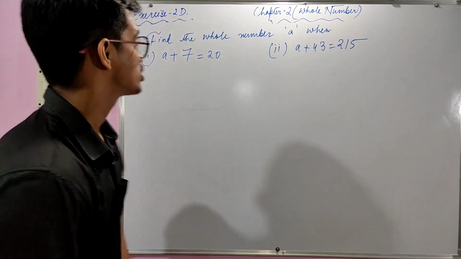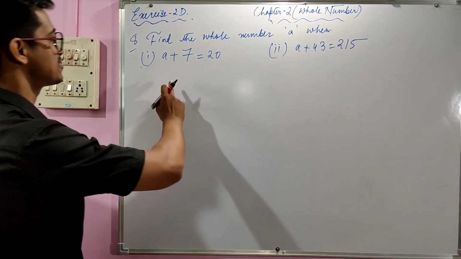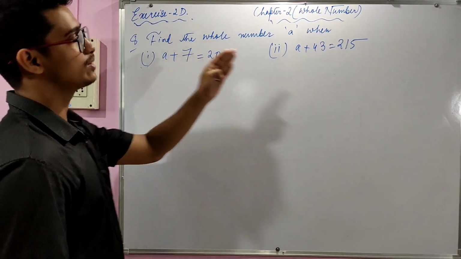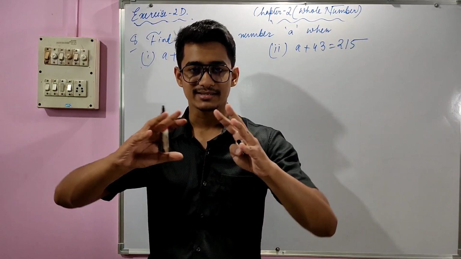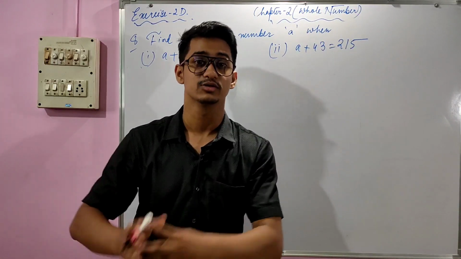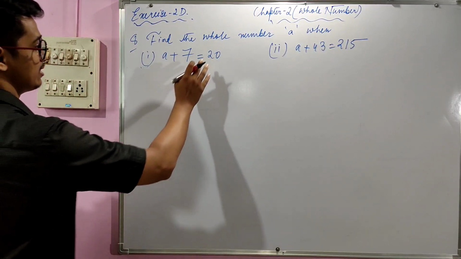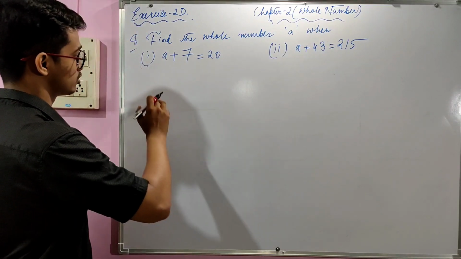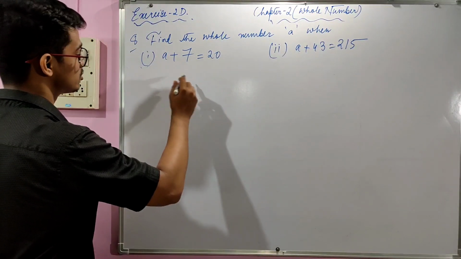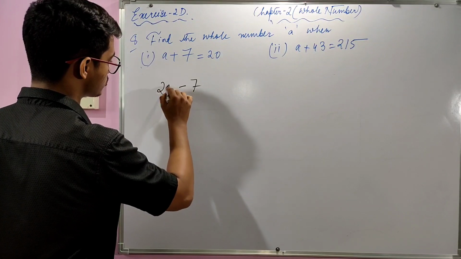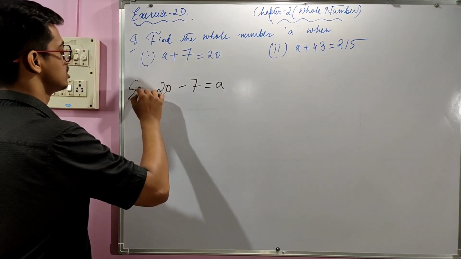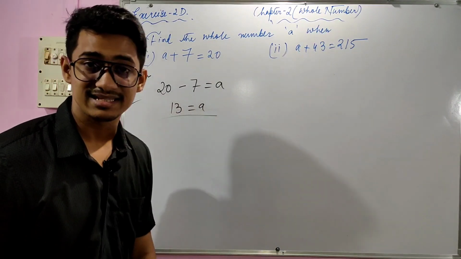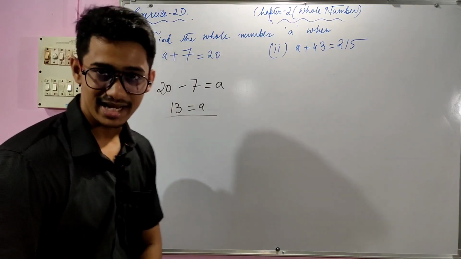So let's jump straight into question number 8. Find the whole number a when a plus 7 equals 20. The question is saying that when 7 is added to a, it will become 20. If I transform this sentence into a subtraction sentence, when 7 is subtracted from 20, it will become a. So the answer is 13. So a is equal to 13 in question number 8, part 1.